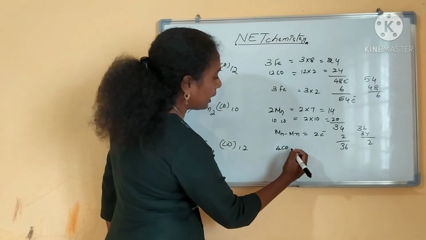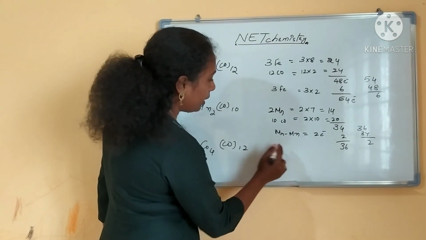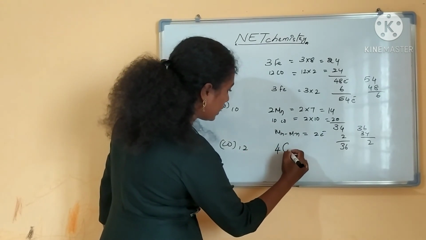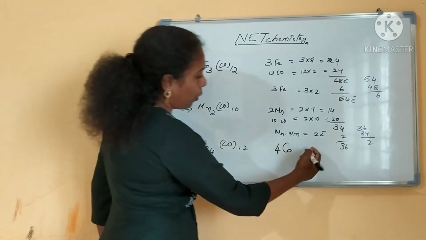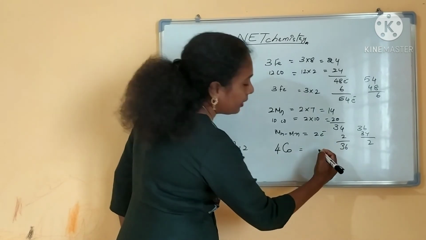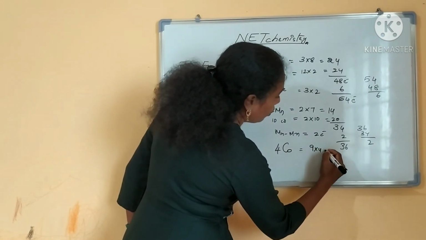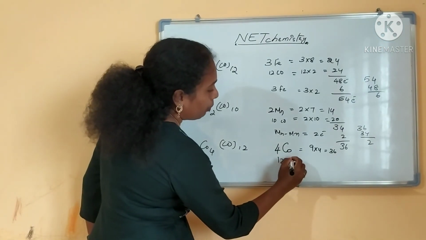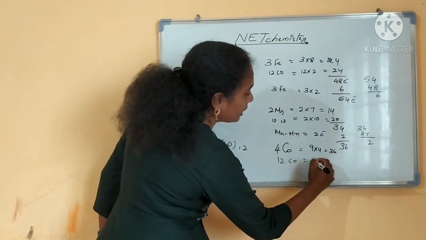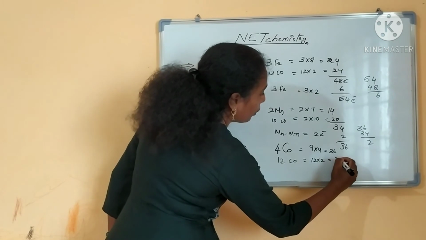The next is Co4(CO)12. 4 Co's are there, right? This Co and this CO, cobalt and the other CO, don't get confused. Cobalt and carbonyl. This Co, how many electrons are there? 9, right? 9 into 4 is equal to 36. And carbonyl, 12 carbonyls are there. 12 carbonyls will give you 24, right?